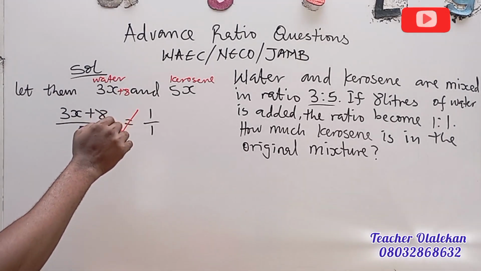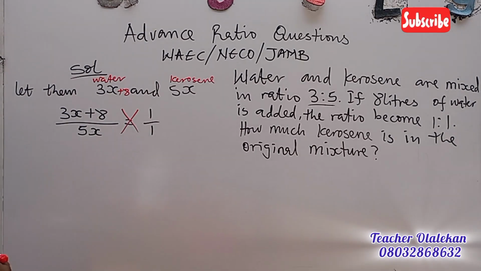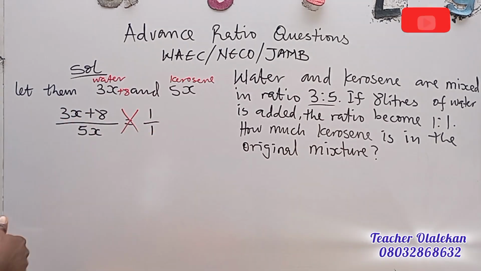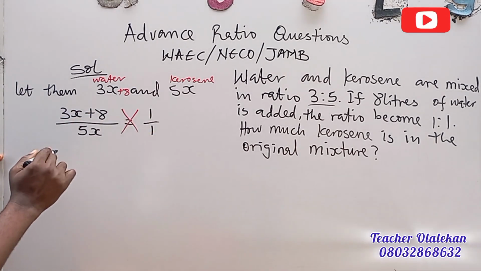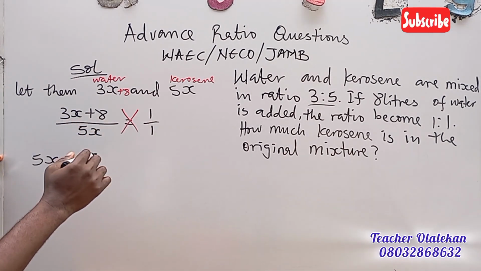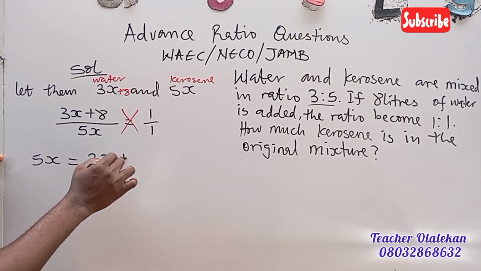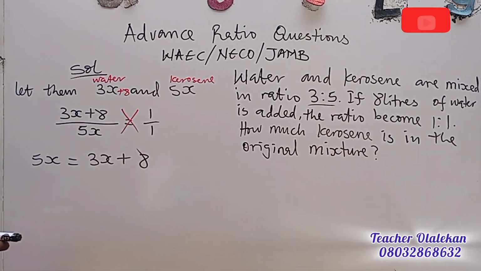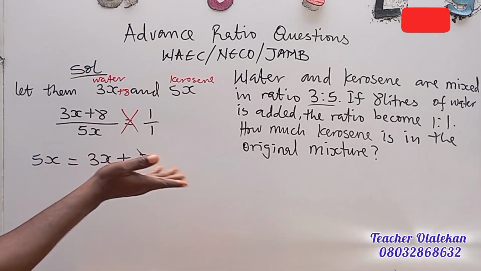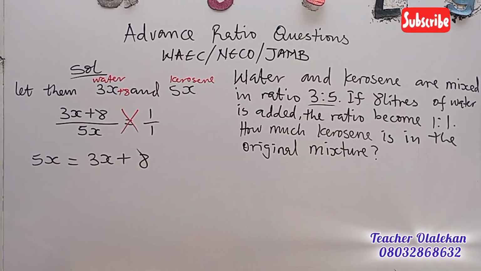So now let's proceed. We cross multiply, just what we did in our previous video. So this multiplied by this and this multiplied by this. So that becomes 5x is equal to 3x plus 8, because 1 multiplied by this, 1 multiplied by this gives us the same thing. So we just have it on a linear equation line. So we'll collect the like terms.